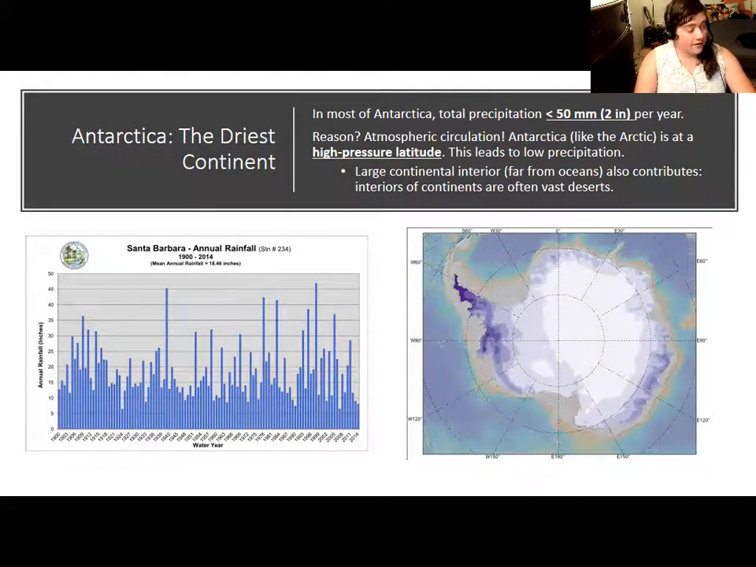The other thing to consider is, remember the continental effect. Antarctica is very far from the ocean for the most part. Yes, you have a coast, but most of Antarctica is very far from it. And the interiors of continents are often vast deserts because of the temperature fluctuations and because the ocean often is what brings moisture. It's winds from the ocean that bring moisture to places like California. And in California, that moisture reaches as far as the Sierra Nevada. And then when you get to the state of Nevada, it's the Great Basin Desert. Beautiful desert, but very much a desert.